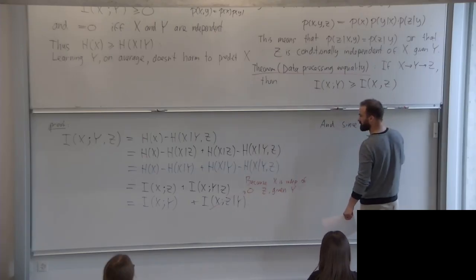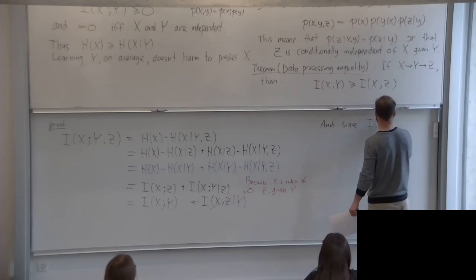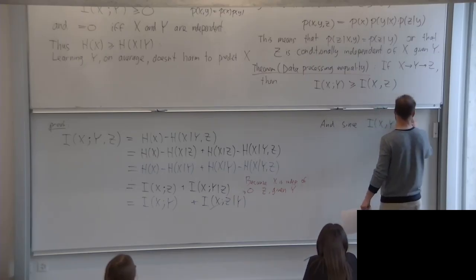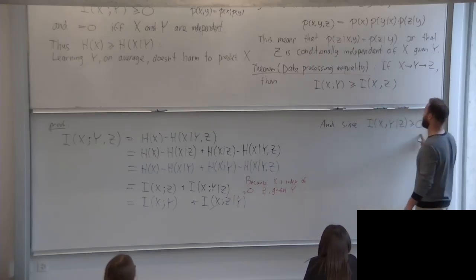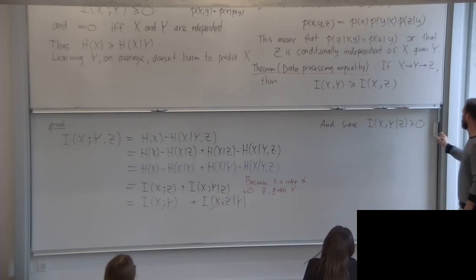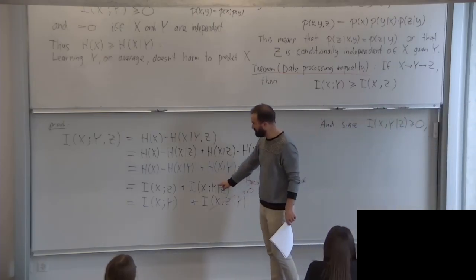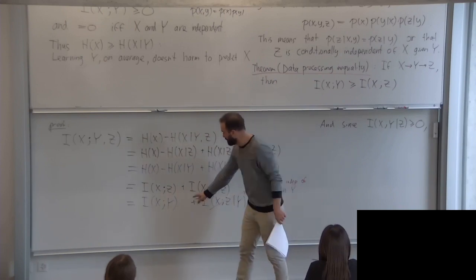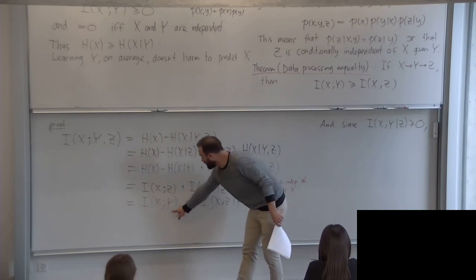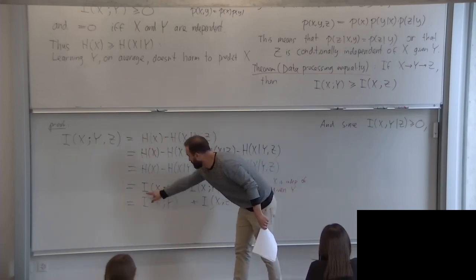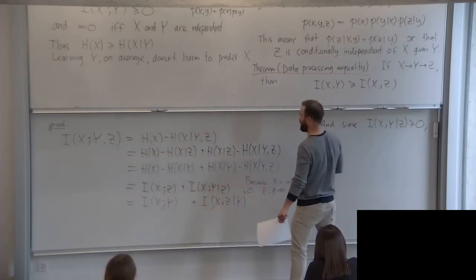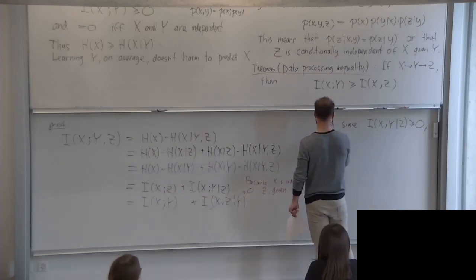And since the conditional mutual information, I of x, y given z, is larger or equal than 0, this is a quantity which is larger or equal than 0. So this one here, I of xy, is larger than that one here, I of xz.